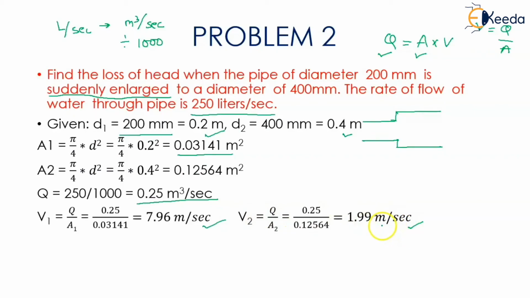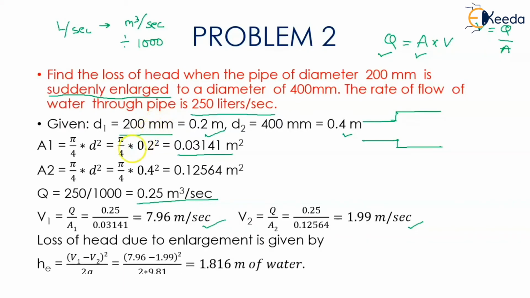Now we need to calculate the head loss due to sudden enlargement. For sudden enlargement, the formula for head loss HE is equal to V1 minus V2 the whole square divided by 2g. The value of V1 is 7.96 and the value of V2 is 1.99. So this becomes 7.96 minus 1.99 the whole square divided by 2 into g, which gives you 1.816 meters of water. So the head loss due to sudden enlargement is 1.816 meters of water.